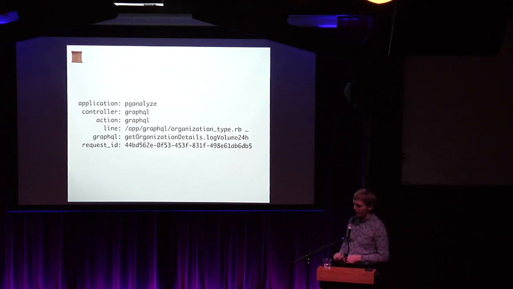Actually, we can look at this more structurally, right? So this is application PgAnalyze, controller GraphQL, action GraphQL. This is Ruby, so it has a particular source line. An organization type RB has a particular request ID, right? So now I know where this query is coming from. And that's very, very useful if you're trying to understand what is making things slow, what is causing issues.